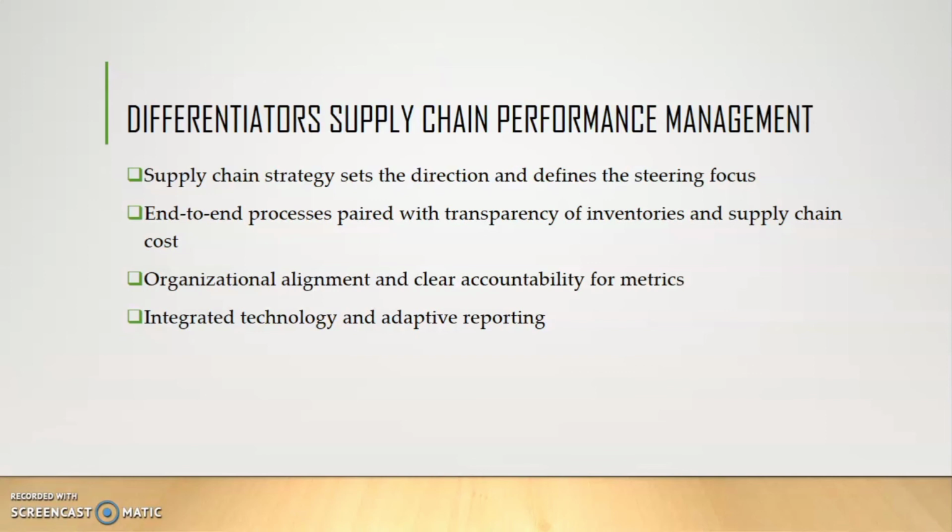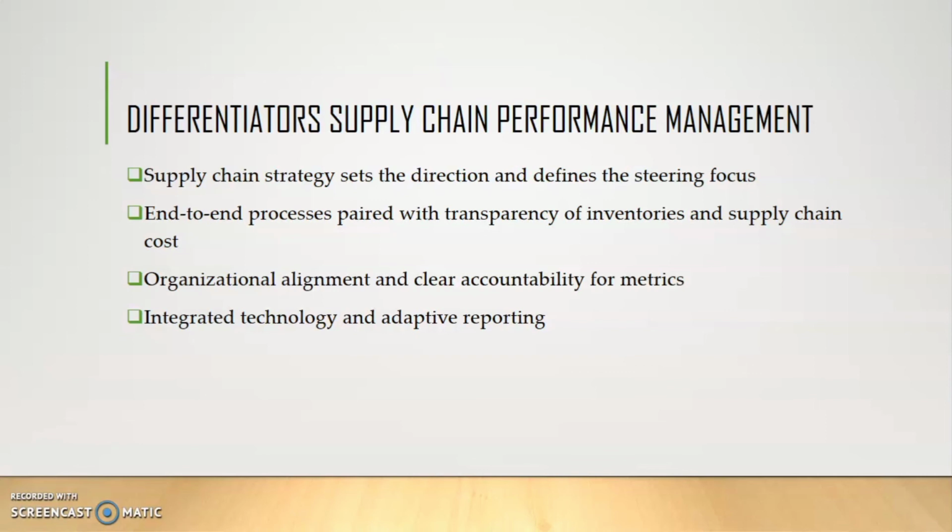Second, end-to-end process paired with transparency of inventory and supply chain costs. Supply chain end-to-end processes have been identified, globally harmonized and sustainably implemented. Supply chain costs may be aggregated and should be available at cost component level. The focus is often on production, warehouse, freight, and inventory, as these are typically the largest components.